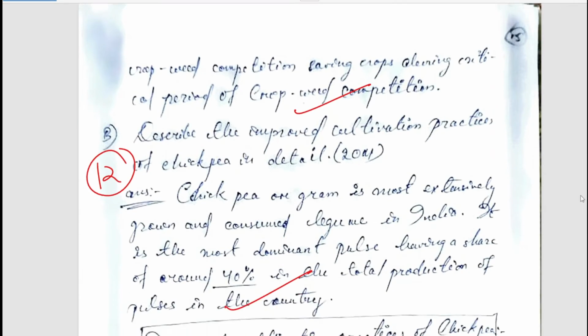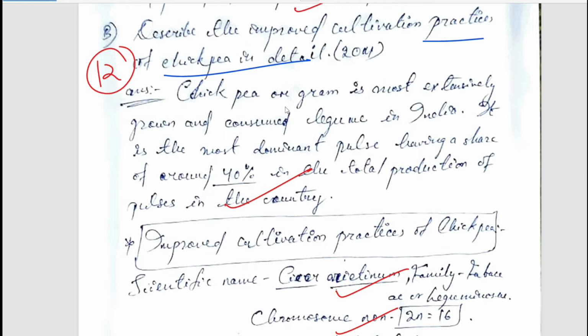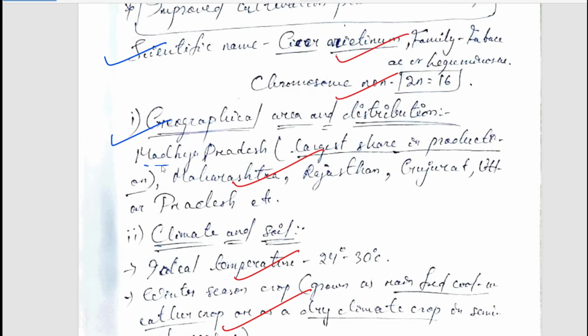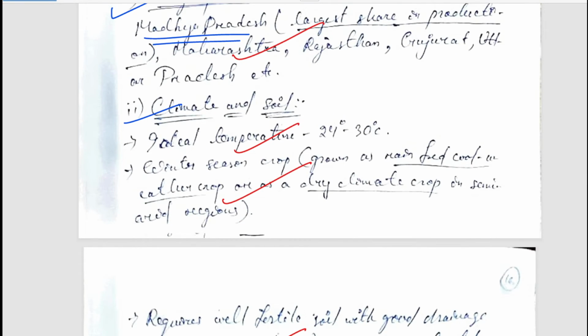Now the next question is, describe the improved cultivation practices of chickpea in detail. So basically, improved cultivation practices, or you can simply say package of practices. Chickpeas or gram, we all know, has been mentioned in the introduction. Now, improved cultivation practices: obviously the scientific name has been written, geographical area and cultivation. I think Madhya Pradesh has the largest share of production, that is mentioned, then climate and soil.